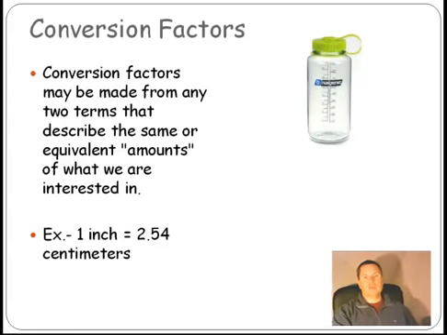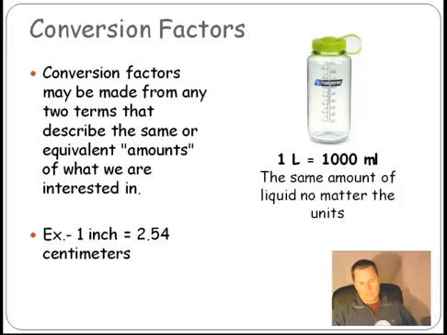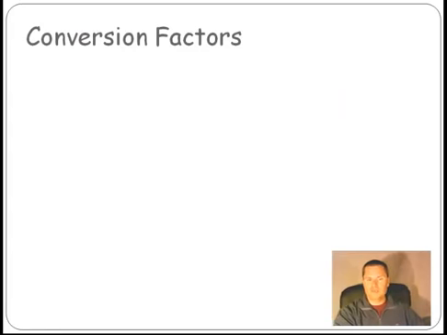Let's take an example here. My Nalgene. I love my Nalgenes. A Nalgene bottle contains 1 liter of liquid, or, if we look at it, it's 1,000 milliliters. No matter if we call it 1 liter or 1,000 milliliters, it's going to be the same amount. It doesn't matter what we call it, it's still the same amount. We could also look on here and say, oh, it's about 34 ounces. So we could say it's 1 liter, 1,000 milliliters, about 34 ounces. It doesn't really matter. It's the same amount. We just put different units on it.